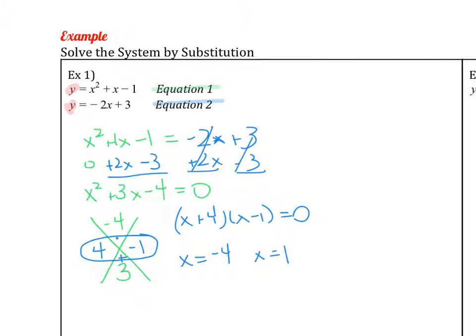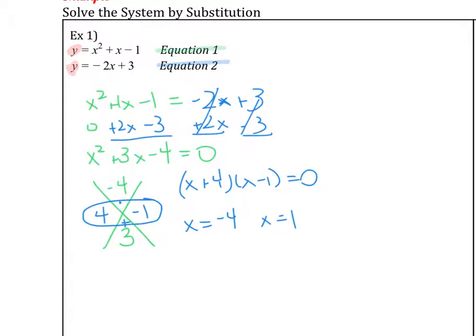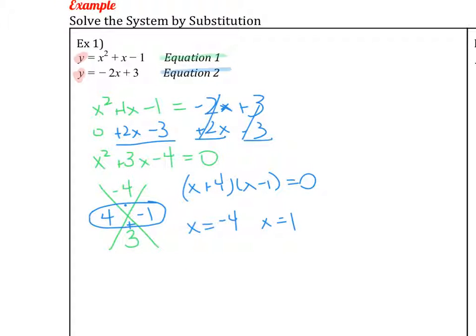Now we found our x values, but we need to figure out what our y values are when solving for a system. It's a little different because we have two x values. So we want to take these values and substitute them back into equation 2. You just pick the one that's nicer, and I prefer equation 2 because it's only linear. You could do it in equation 1, but it's a little more work. So let's plug it into equation 2.